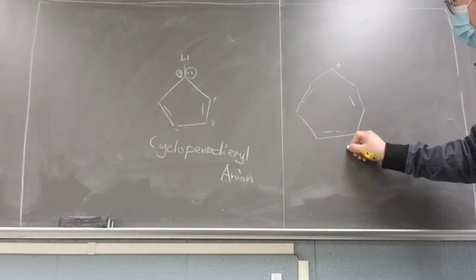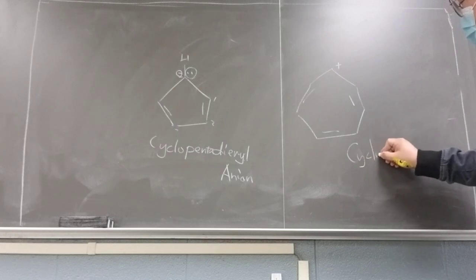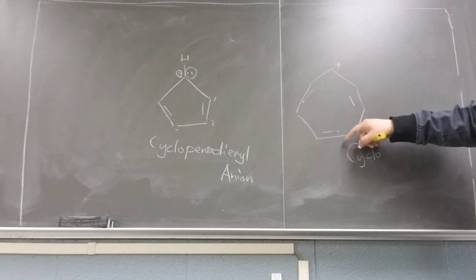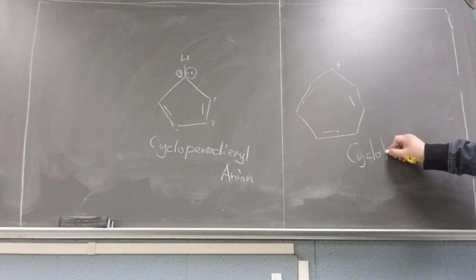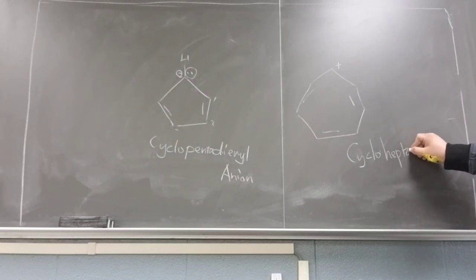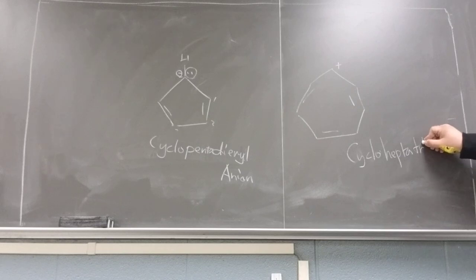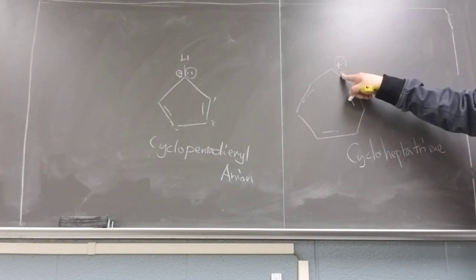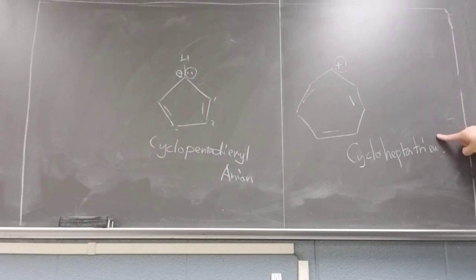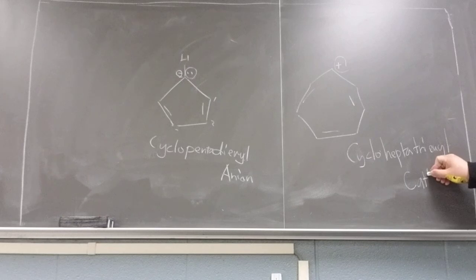So this one is pretty much the same. We're going to have a cyclo. 7 carbons in this ring, right? So it'll be what? Hepta, and you have 3 double bonds, not 2, right? So it'll be triene. But you have a cation over here, so we're going to change this once again to -yl, and this cation now, so it'll be cation. So it's a cycloheptatrienyl cation.